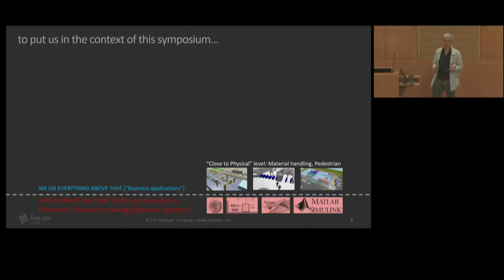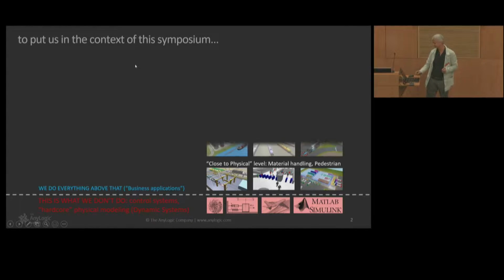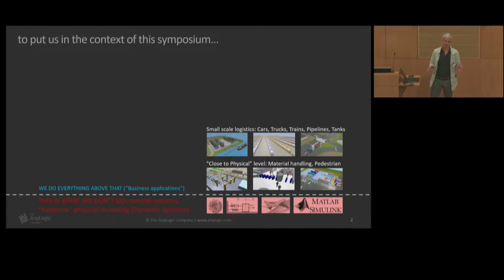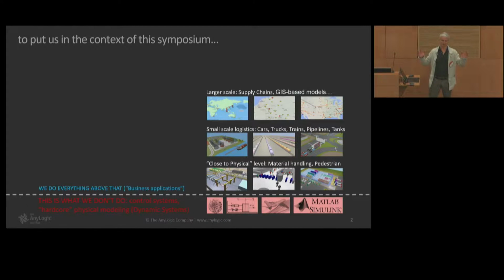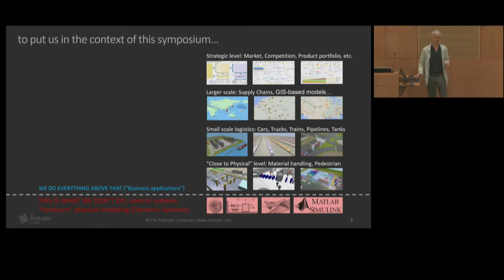Systems that are being modeled and simulated with AnyLogic include things like factory floor operation, pedestrian flows, road traffic modeling, like multimodal terminals, mining facilities. Then slightly larger scale things like supply chains and models where space is geographical space, and all the way up to strategic level models where the objects you're modeling are, for example, competing companies, product portfolio, where time horizons of models can be years or decades.